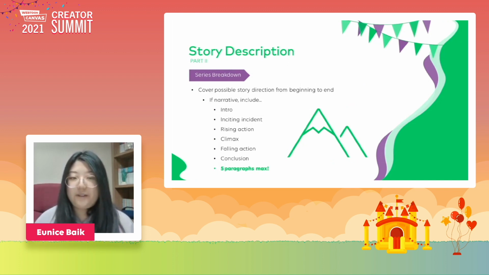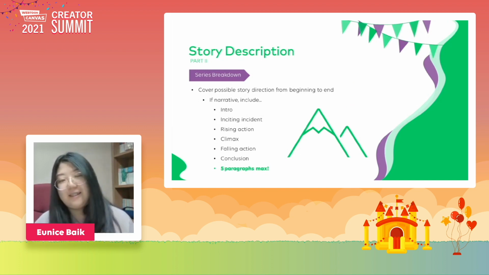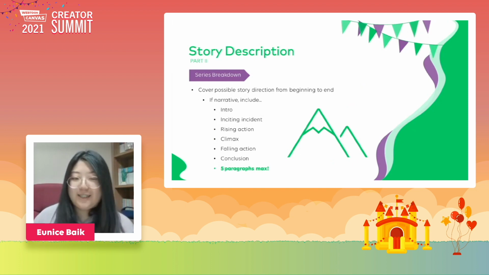And so if it's narrative, including the classic story setup where you have your intro, your inciting incident, your rising action, the climax, the falling action, and the conclusion. I think there are a lot of resources out there that talk about these individual points and how to identify them within your story. So if it's narrative, we want to see how the story will play out. What is the direction, and how will it leave a satisfying payoff at the end?